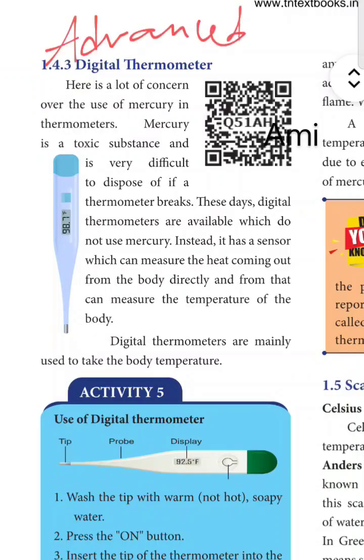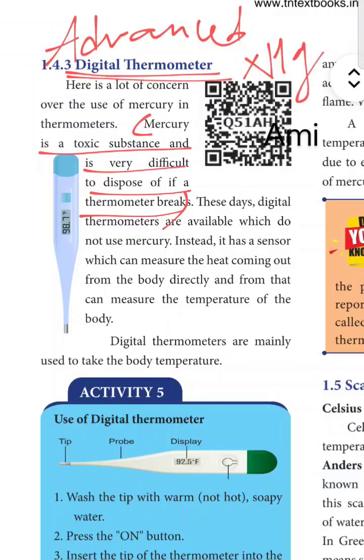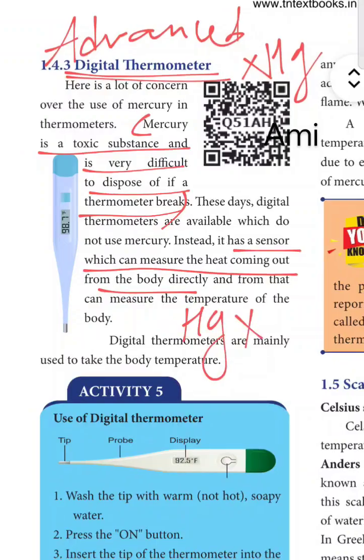So here the mercury is a toxic substance, and it's very difficult to dispose of if a thermometer breaks. So these days we are using digital thermometers, which lack mercury. In a digital thermometer, a sensor is used which can measure the heat coming out of the body directly. So here there is no mercury inside.